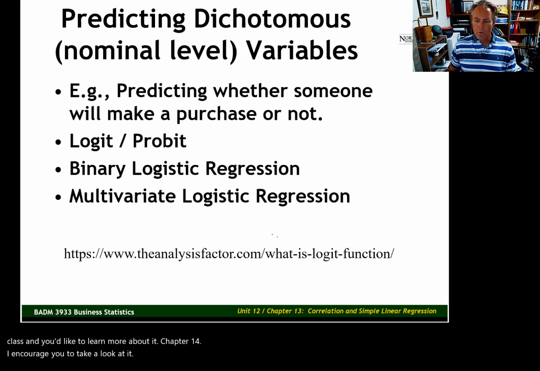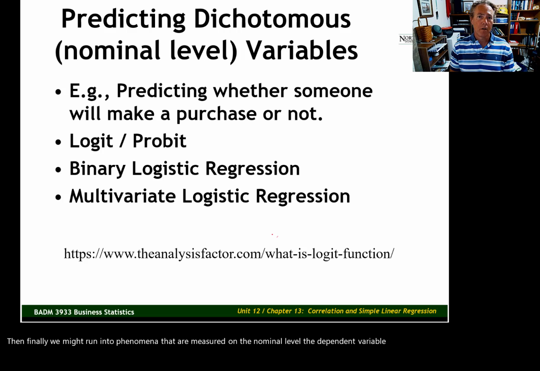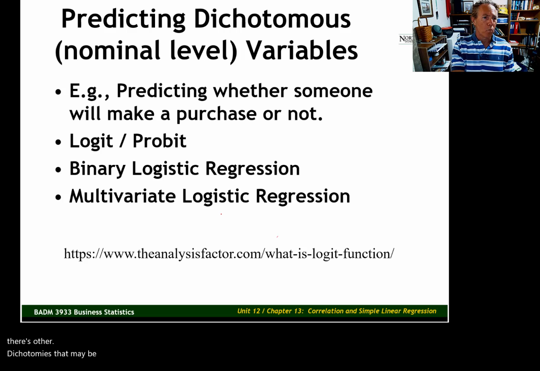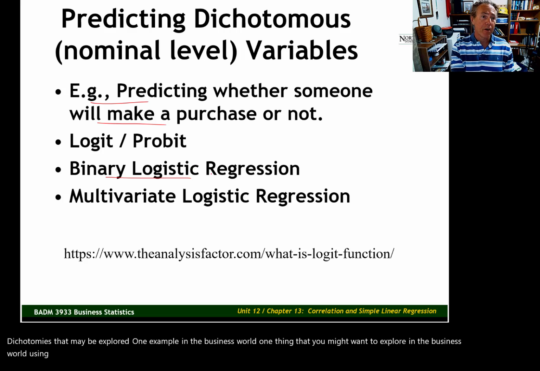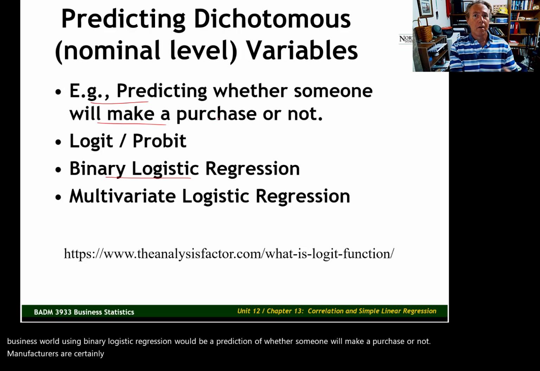Then finally, we might run into phenomena that are measured on the nominal level. The dependent variable is yes or no, or there are other dichotomies that may be explored. One example in the business world, one thing that you might want to explore using binary logistic regression would be a prediction of whether someone will make a purchase or not. Manufacturers are certainly interested in whether consumers will purchase their product or not.